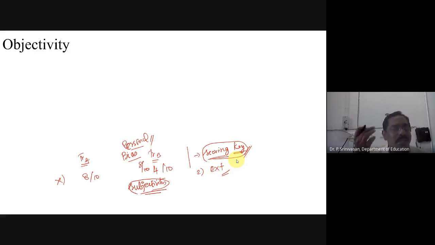But generally the scoring key is followed. An external may also be used, that also reduces it. These are the ideas behind objectivity. Objective means getting the same score irrespective of the teachers. Even if two different teachers are correcting papers, the score should be the same. If it is the same, then objectivity is there. If it is not the same, then that is subjective.